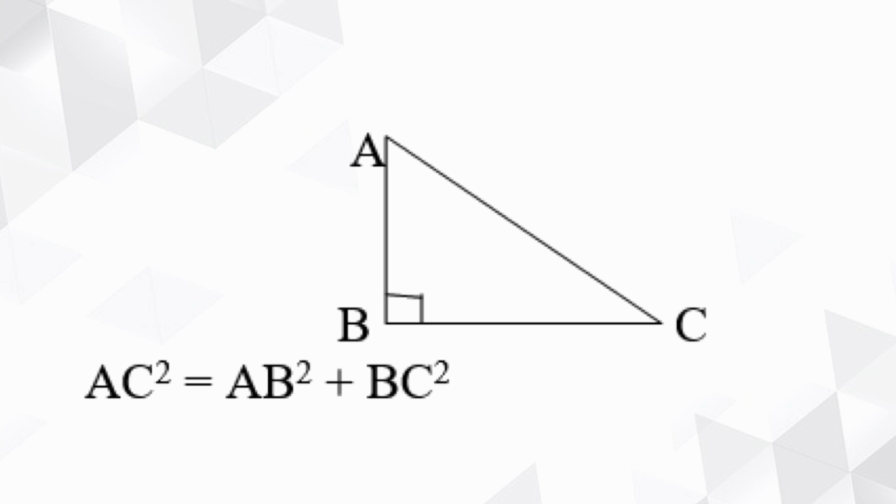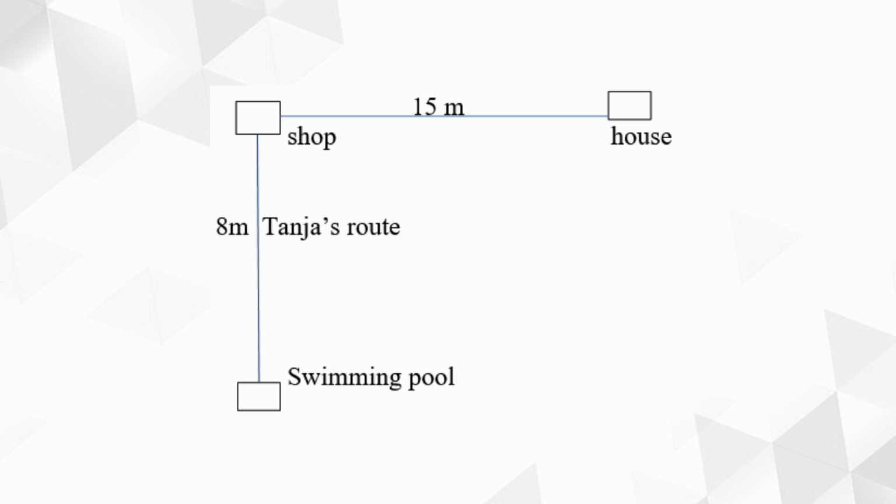Let's explain the Theorem of Pythagoras. Let's draw another triangle and label the triangle A, B, and C. The formula of Pythagoras' theorem is AC squared is equal to AB squared plus BC squared. It always states that the square of the hypotenuse is equal to the sum of the squares of the other two sides.